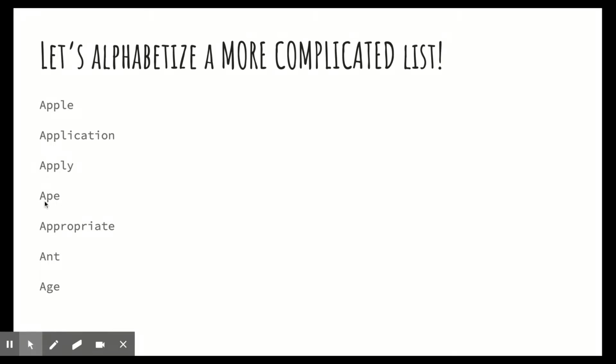So in this case, I'm looking to the third letter. So let's look at that list. I have age first, ant, and ape. Awesome. Those three were easy. Now comes the hard part, okay? The words apple, application, apply, and appropriate all have the same beginning three letters, and that's A-P-P. So we are going to have to look at the fourth and fifth letters of this list.